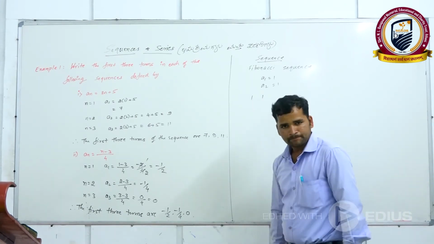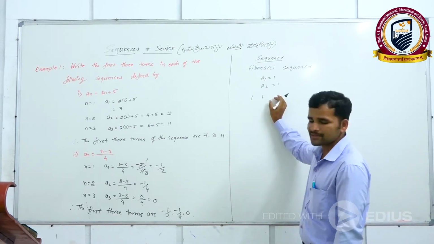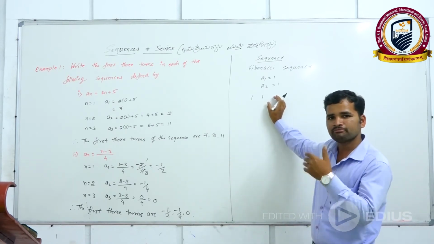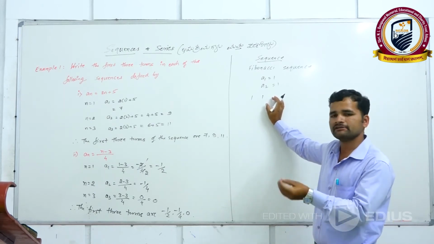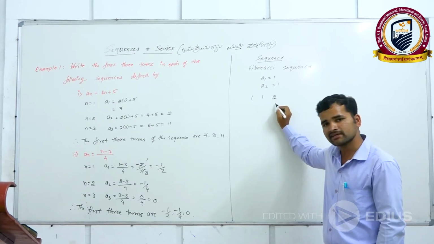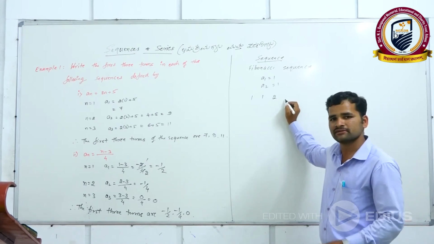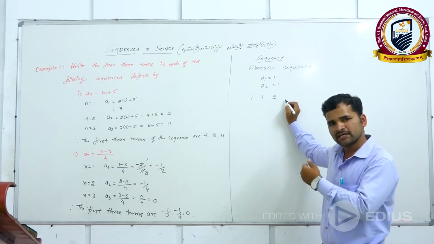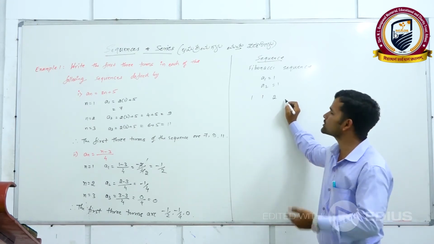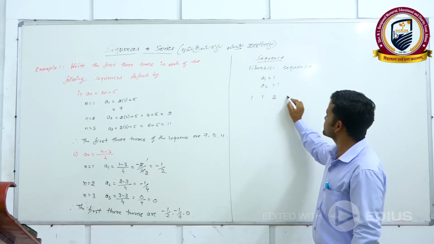1 and 1. Now third term onwards, what happens? The third term is just the sum of the previous two terms. So 1 plus 1, 2. This is the third term of the sequence. Now what happens to the fourth term of the sequence? The fourth term is again the sum of the previous two terms. What are the previous two terms? 1 and 2. 1 plus 2, 3.